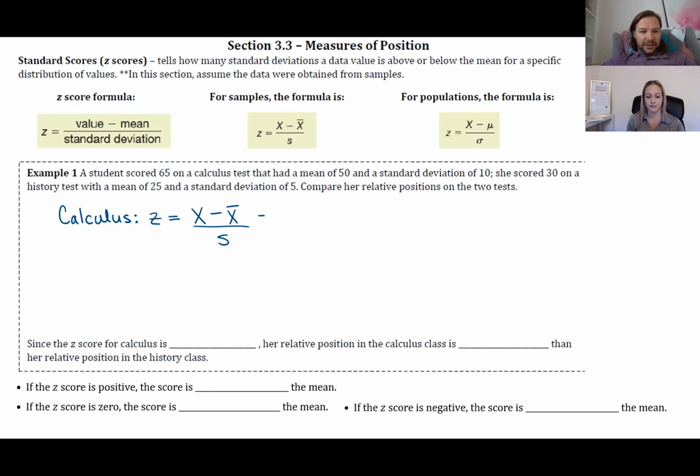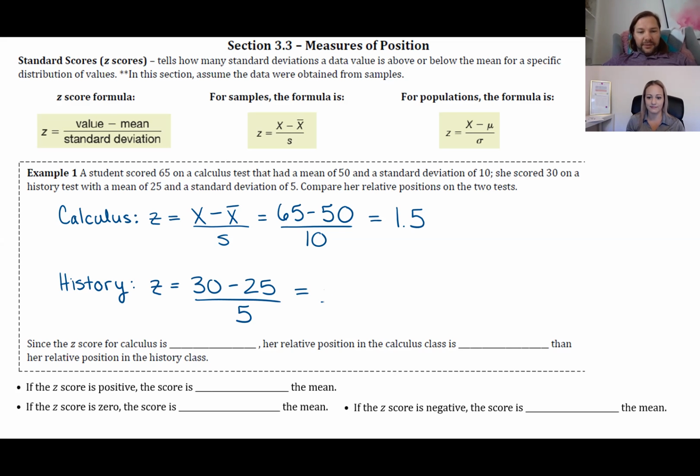So for calculus, again, she got a 65. So we take 65 minus 50, and then we would divide by the standard deviation of 10. So that's 15 divided by 10, which is 1.5. So she has a z-score of 1.5. For history, we get that z is 30 minus 25 divided by 5, and so that's a z-score of 1. So since the calculus score is 1.5 and the history score is 1, the calculus score is bigger. So that means her relative position in the class is higher in calculus than it is in the history class.